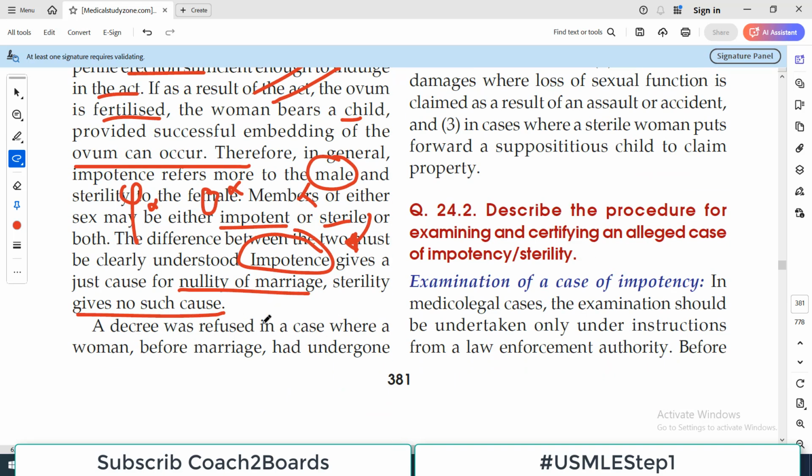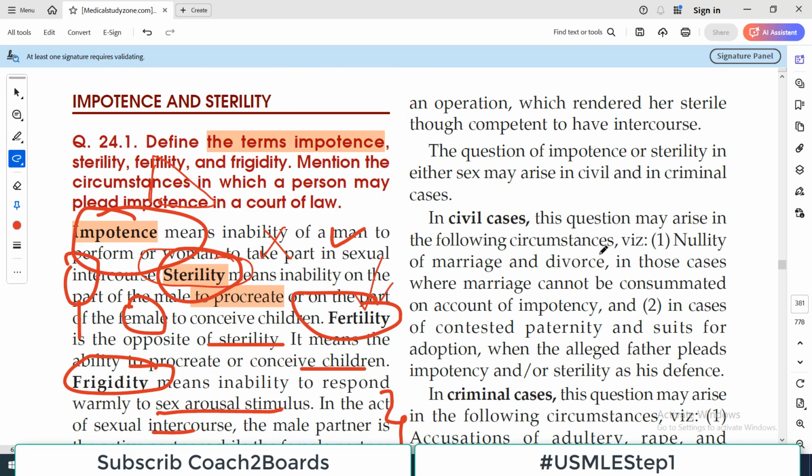A decree was refused in a case where a woman before marriage had undergone an operation which rendered her sterile though competent to have intercourse. So this female was readily participating in the sexual activity, but usne pehle hi apne ho sakta hai fallopian tubes band karwa diye ho ya ovary mein koi is tarah ka procedure ke, now she became sterile. The question of impotence or sterility in either gender may arise in the civil or the criminal court. Now why we are studying this in forensic medicine, because cases mein ye cheez rukti hai.